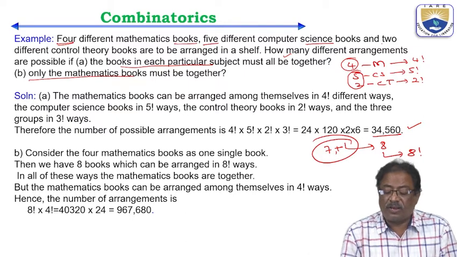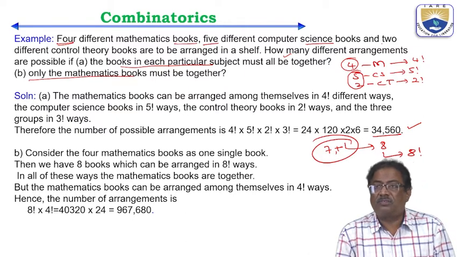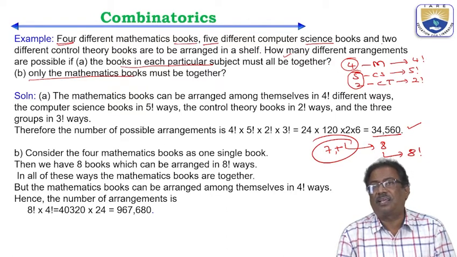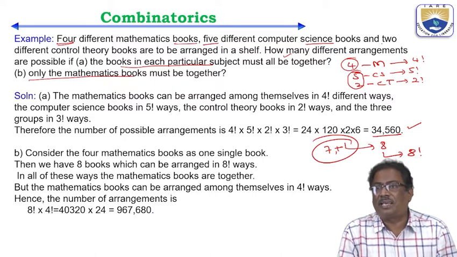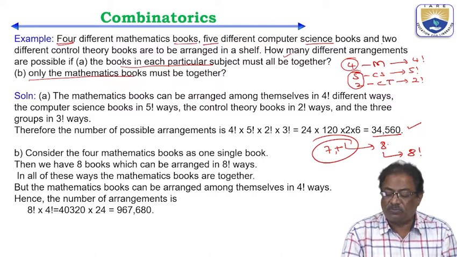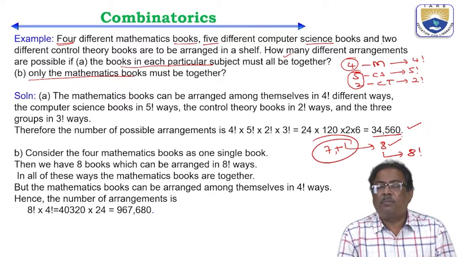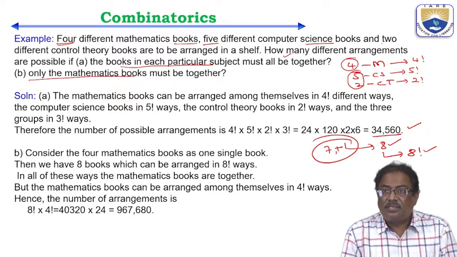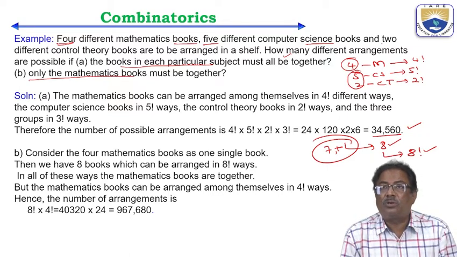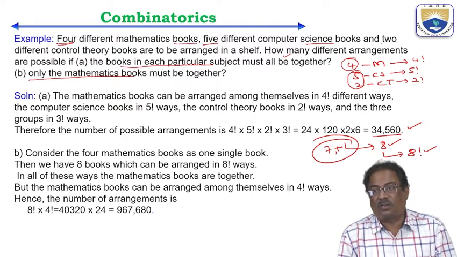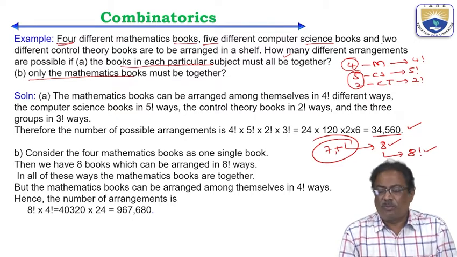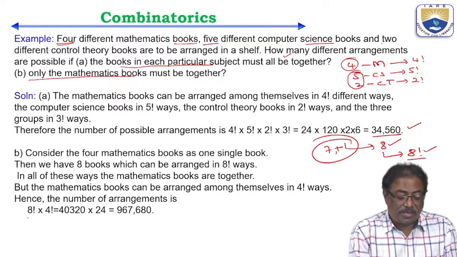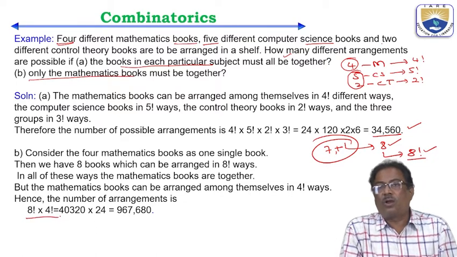So there are 7 control theory and computer science books, and the 4 mathematics books together, which I am considering as one. Then in total there are 8 books. So the 8 books among themselves I can arrange in 8 factorial ways. And after that, the mathematics books internally I am going to arrange in 4 factorial ways. So 8 factorial and internal arrangements 4 factorial. That should be done one after the other.